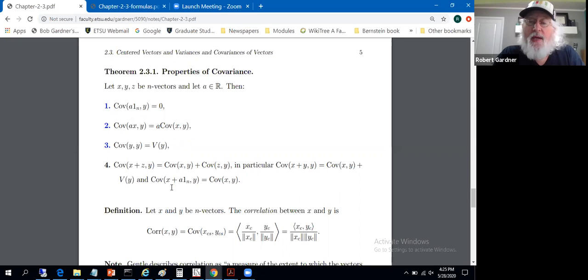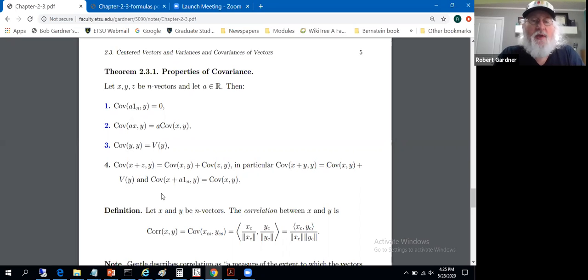If we were to take the covariance of x plus y with y itself, it's looking for the difference in these two. So we've taken z to be y. In this, we'll get the covariance of x with y plus the covariance of y with itself. The covariance of y with itself is the variance of y. So that's how this second formula differs from the first.